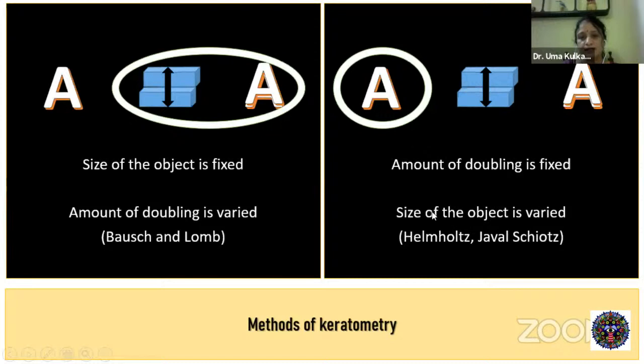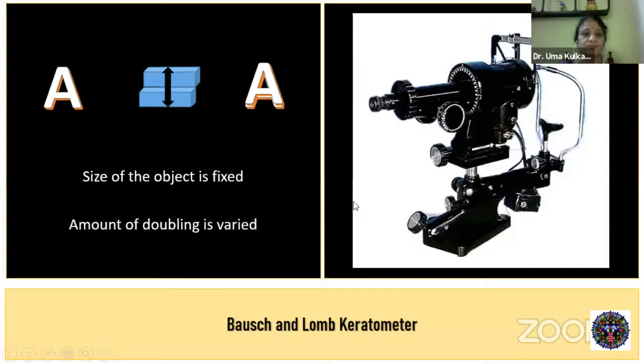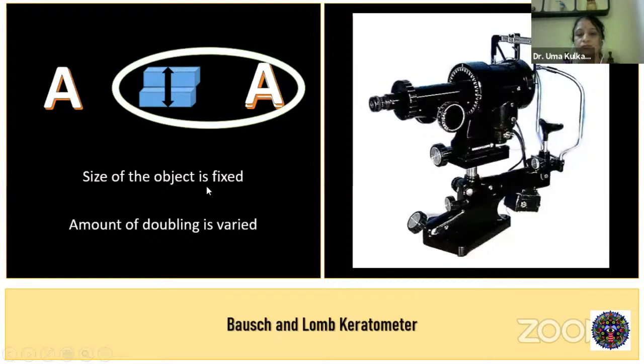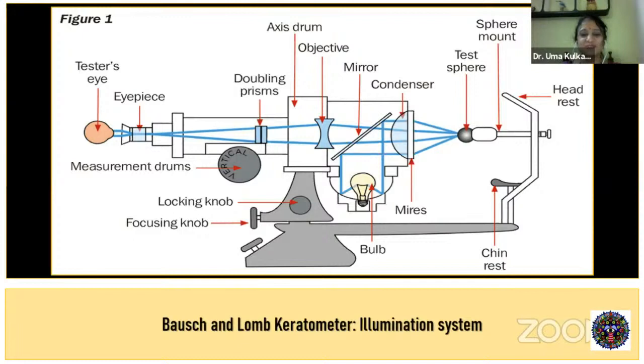Now we'll see how a Bosch-Shenlong keratometer works. In the Bosch-Shenlong, as we said, the size of the object is fixed, whereas the amount of doubling is varied. This is the typical instrument that we see in our OPDs. If you break it open and remove all those black coverings of it, you will see something like this. So we'll see how the illumination system is here.